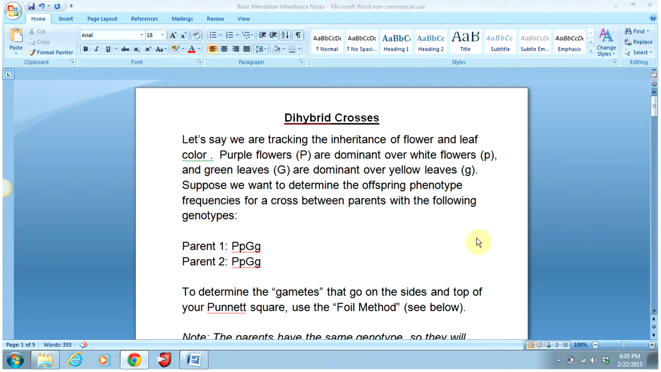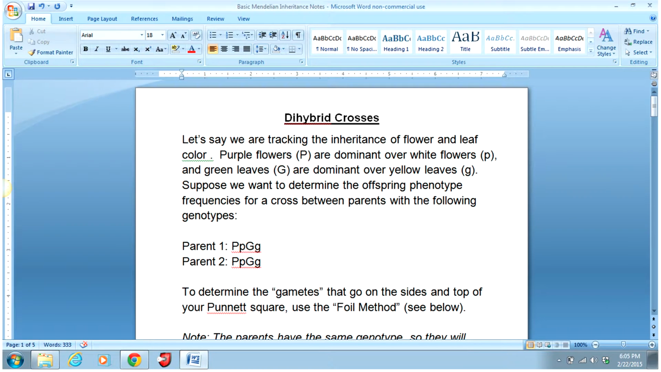Hello, it's Miss Ottolini, and today we're going to be talking about dihybrid crosses. Up until this point, we've been conducting what are called monohybrid crosses, Punnett squares that show the inheritance of one trait at a time. Now we will conduct a dihybrid cross, a Punnett square that shows the inheritance of two traits at a time. Let's say we were looking at two traits, flower color and leaf color in plants.